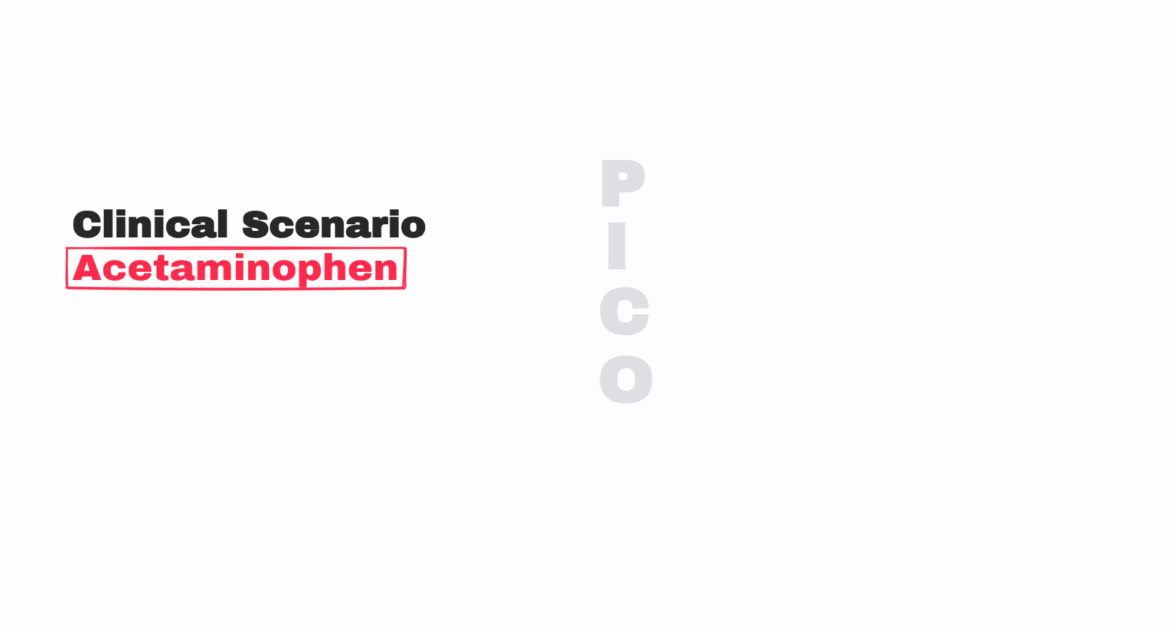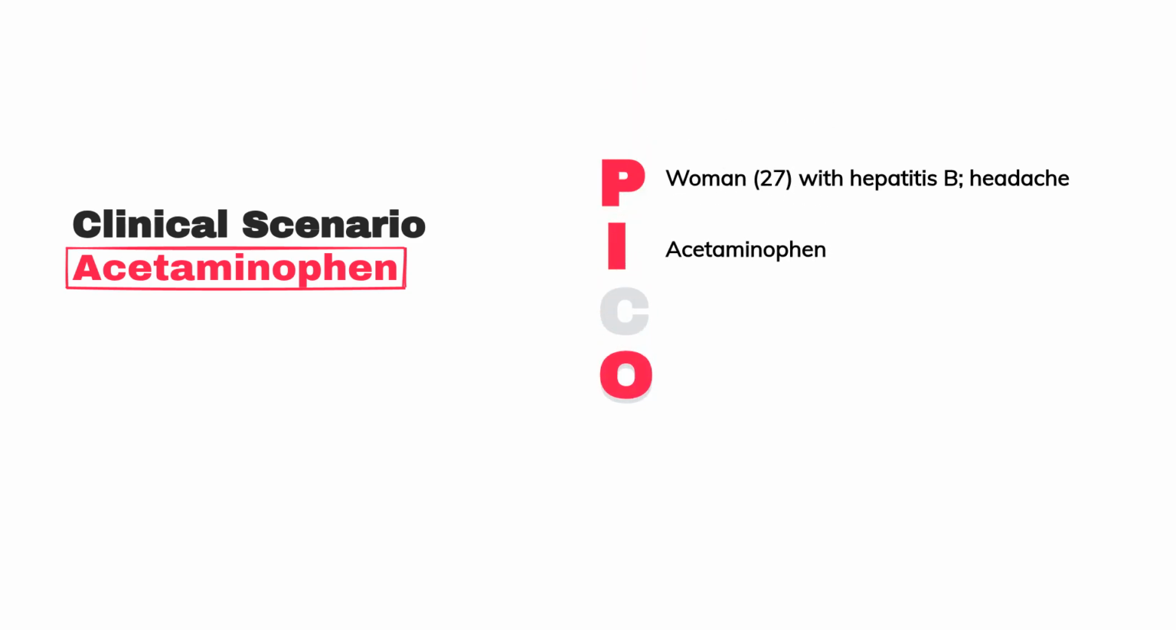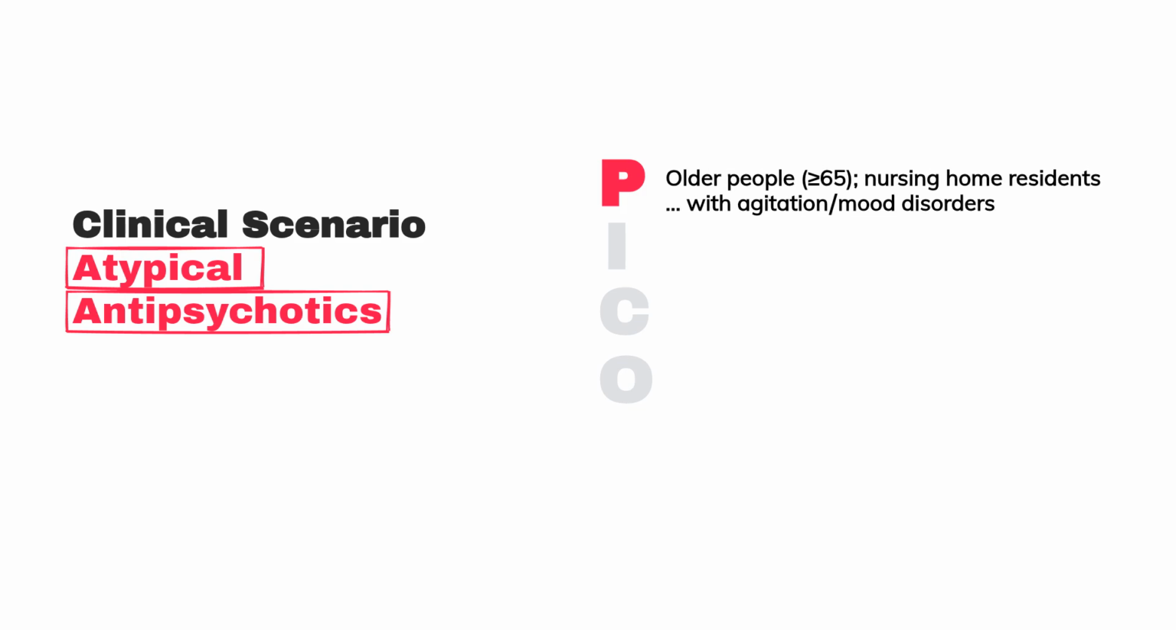On the acetaminophen example, P, the patient is a 27-year-old woman with hepatitis B, and the problem is headache. I, the intervention, is acetaminophen. And O, the outcome in this case is a negative outcome, liver damage. Lastly, on the example of atypical antipsychotics, P, the population of interest are older people, nursing home residents, in this case with agitation or mood disorders, which require an intervention, I, of atypical antipsychotics. And O, the outcome is, once again, a negative outcome, CVA or stroke.